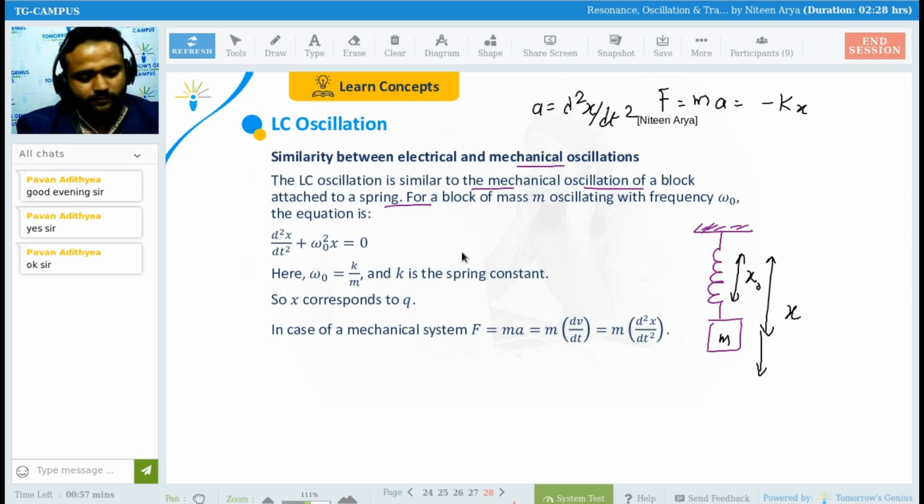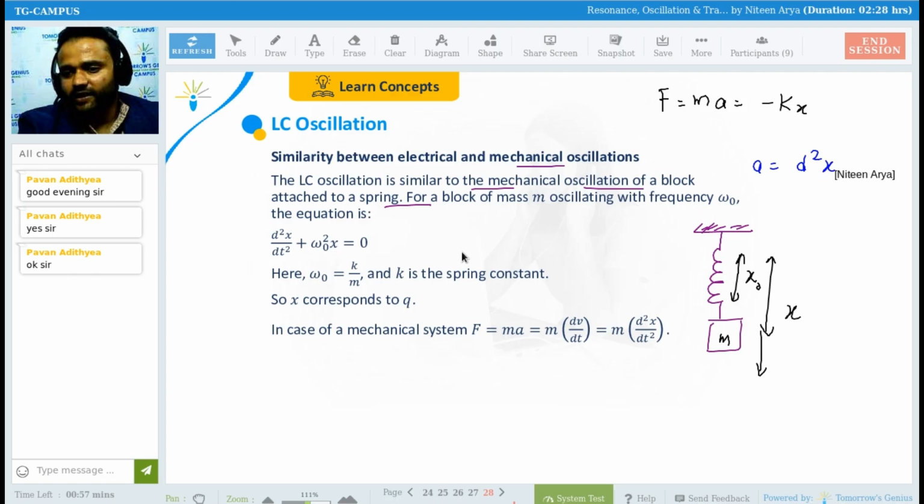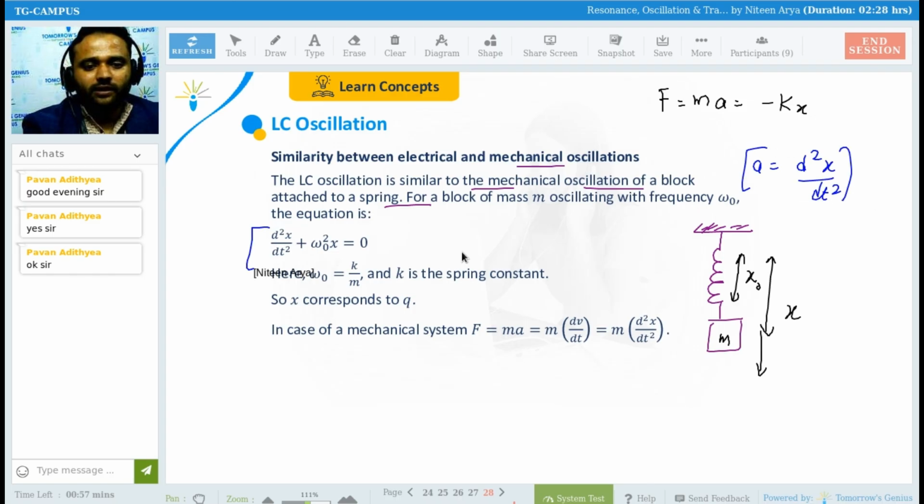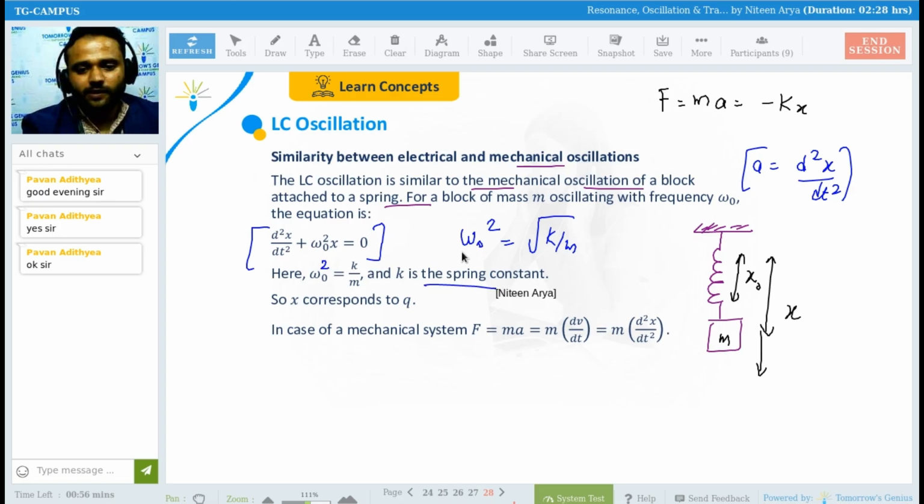When we solve this equation, we get d square x upon dt square equals minus omega naught square x, where omega naught square is nothing but k by m. Omega naught is under root k by m. K is the spring constant. So x corresponds to q; here x corresponds to charge.